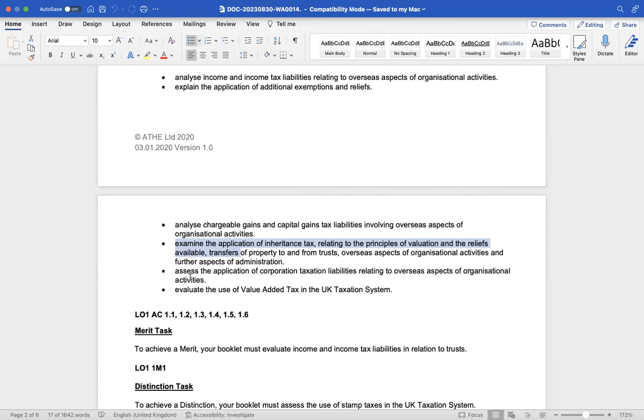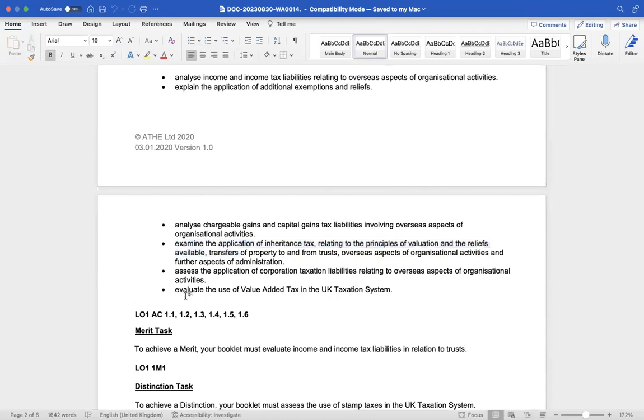Okay, so then assess the application of corporation tax liabilities relating to overseas aspects of organizational activities. Here in this section, you can explain the concept of corporation tax in the UK and implications for both. Here he's saying that for both domestic and overseas activities as well. So discuss how foreign income is treated and taxed under the UK corporation tax regime. And then you need to provide a practical scenario to demonstrate the calculation of corporation tax liabilities.